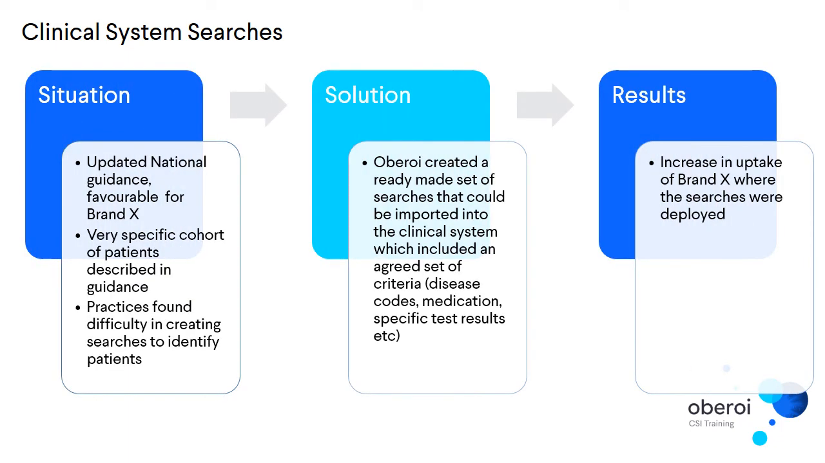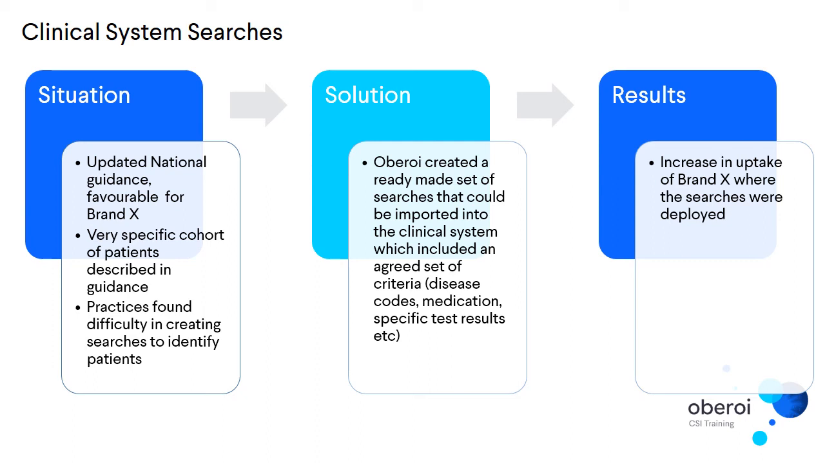So the situation was that updated national guidance, which was published, was available to practices, and it was very favourable for this brand X. The guidance suggested a very specific cohort of patients, which meant quite complicated searches. And as I'm sure you can tell from the example that we just looked at, it's very easy to make mistakes, and the practices found it difficult to create the searches to identify these patients. It doesn't mean they couldn't do it, it just meant it was time consuming and it was quite difficult.